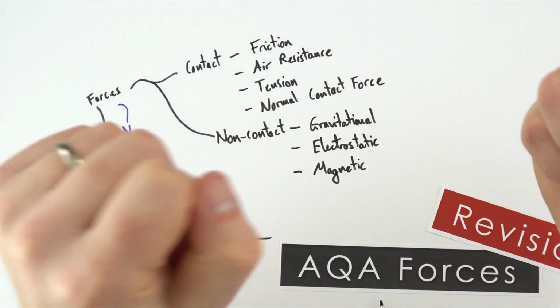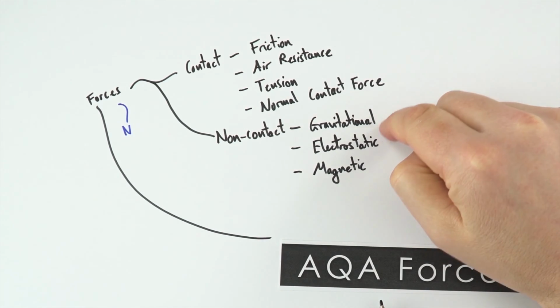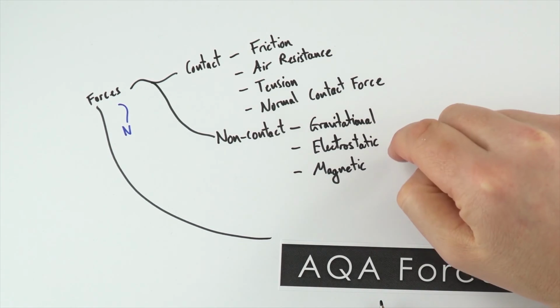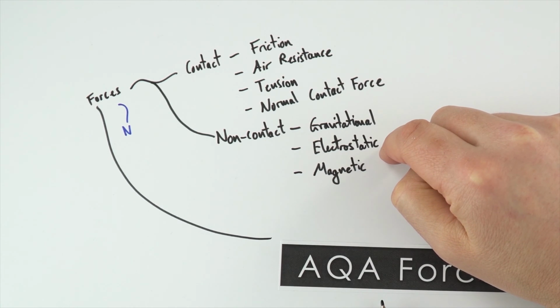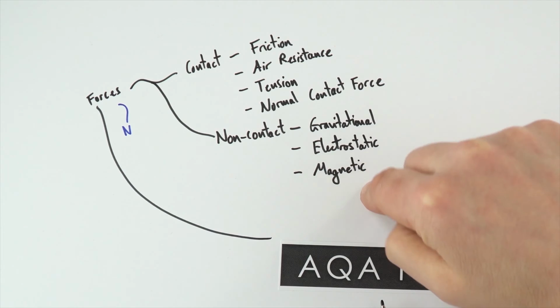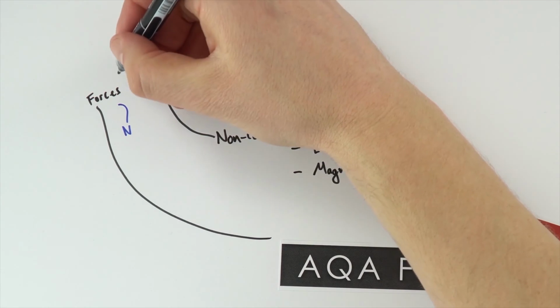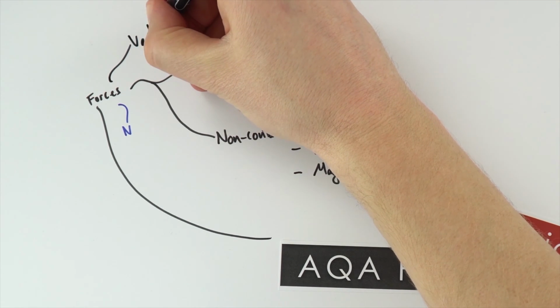Non-contact forces, they can act over a distance. So we might talk about the gravitational attraction between two masses. Maybe if you've got a negative and a positively charged object, you've got some electrostatic force or the magnetic force as well. Now, the thing about forces is that these are vectors.